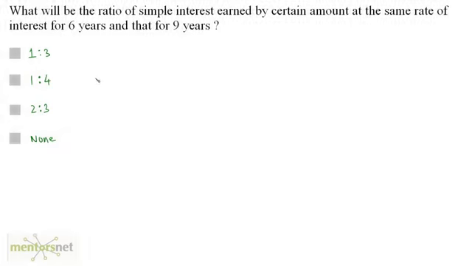What will be the ratio of simple interest earned by a certain amount at the same rate of interest for 6 years and that for 9 years? Well, we have to calculate the ratio of simple interest, and that's SI1 by SI2. Now the amount is the same. Well, let us first write the formulas. That's PNR upon 100 divided by PNR upon 100.